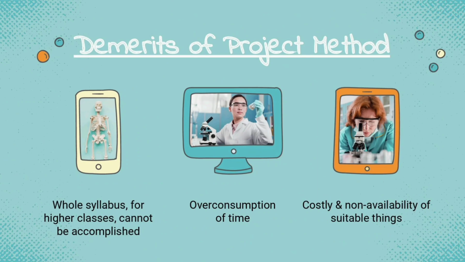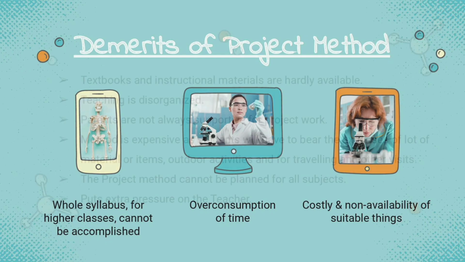Some of the demerits of the project method are overconsumption of time. It sometimes consumes our time. It takes longer than expected. Therefore, it is not possible to fit this into our time schedule. We can use this frequently, but we cannot use it regularly for our syllabus. The whole syllabus for the higher classes cannot be accomplished.